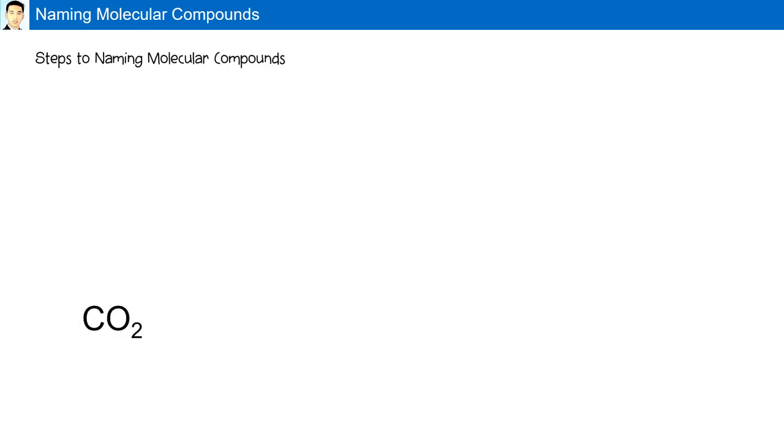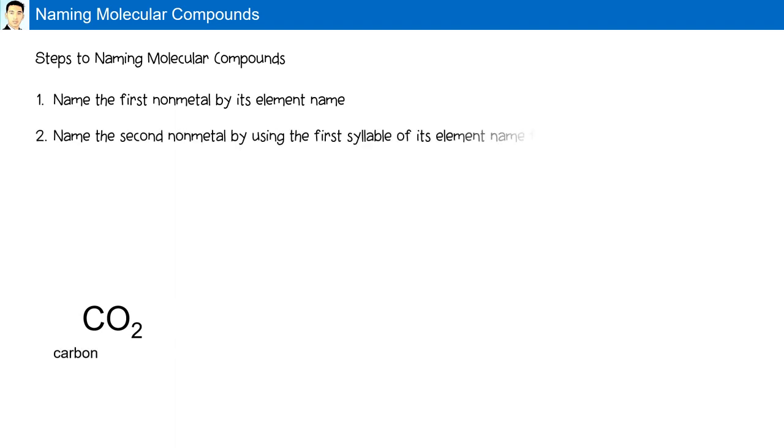Steps to name this molecular compound. First, we name the first nonmetal by its element name. In this case, it is carbon. Next, we name the second nonmetal by using the first syllable of its element name, followed by IDE. In this example, the oxygen becomes oxide.